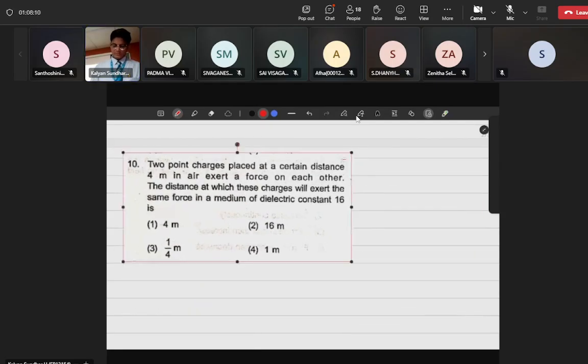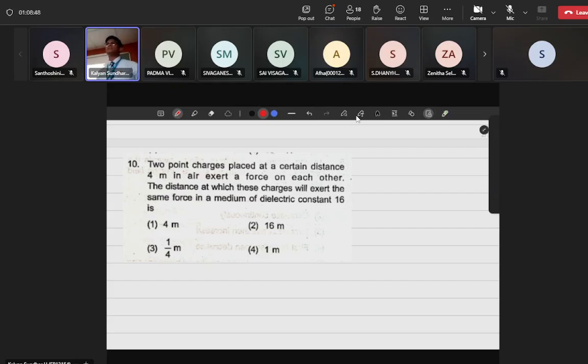This question: 2 point charges placed at a distance of 4 meters in air exert a force on each other. The distance at which charges will exert the same force in a medium of dielectric constant 16 will be how much? The point charges are separated by a distance of 4 in air, okay? Now they are asking the distance at which these charges will exert the same force but in a particular medium, that medium having a dielectric constant of 16. அந்த டிஸ்டன்ஸ் எவ்வளவா இருக்கும் அப்படின்னு கேட்கிறாங்க.